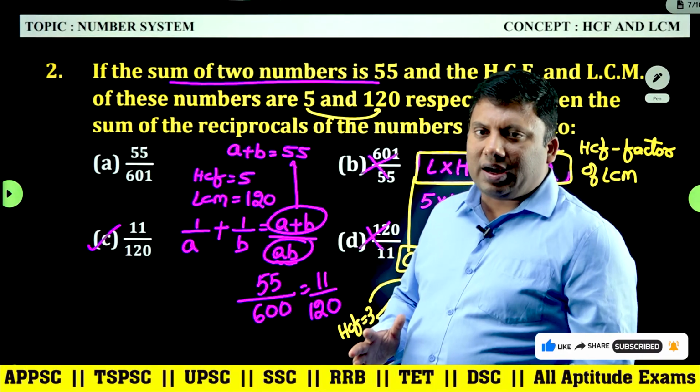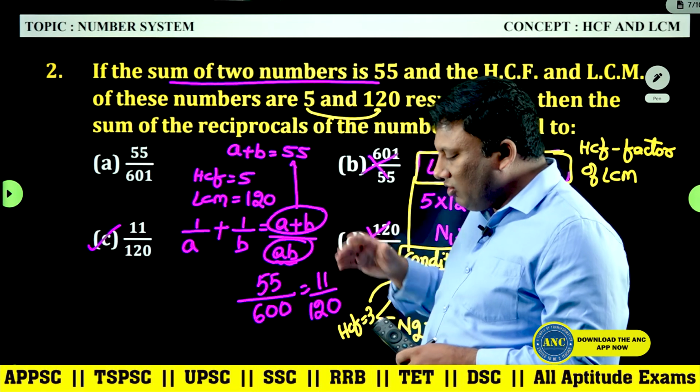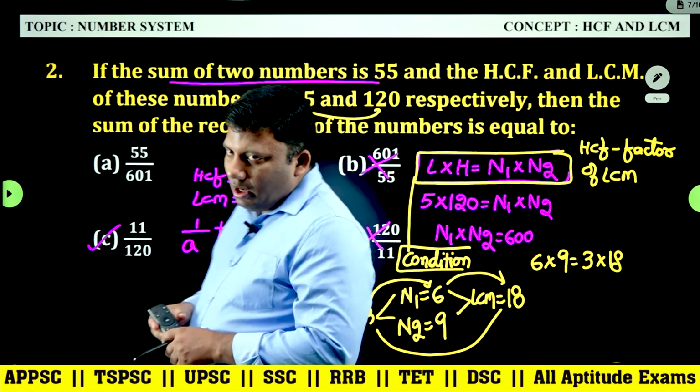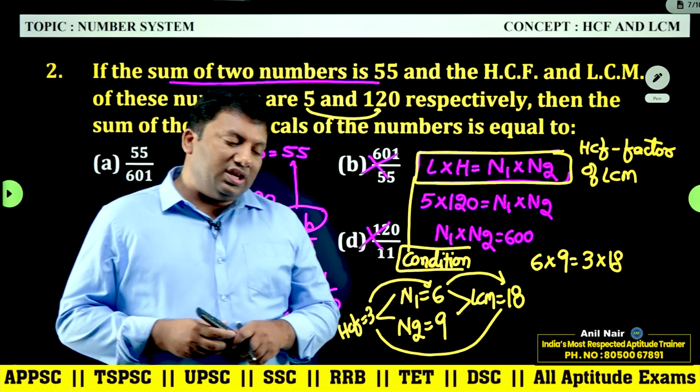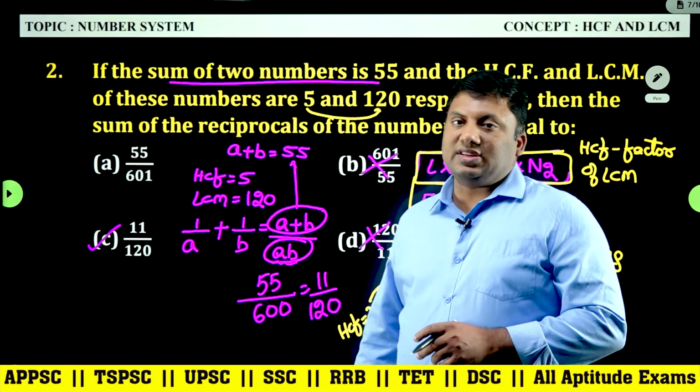With a little bit of smartness, you can eliminate a lot of options. What is the learning in this question? The product of two numbers is LCM into HCF when HCF is a factor of LCM.